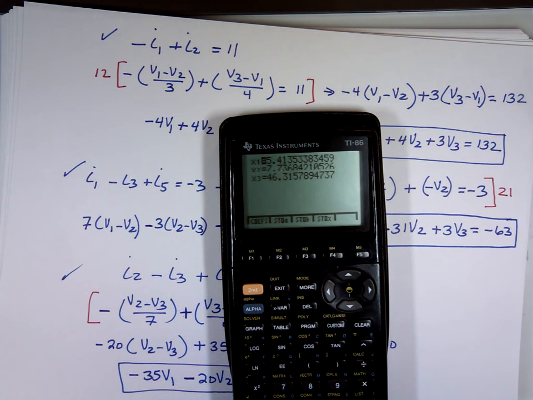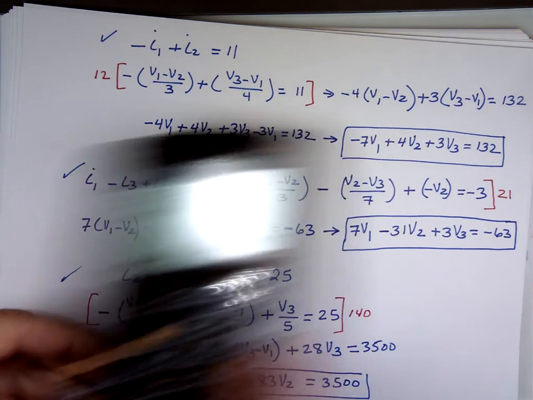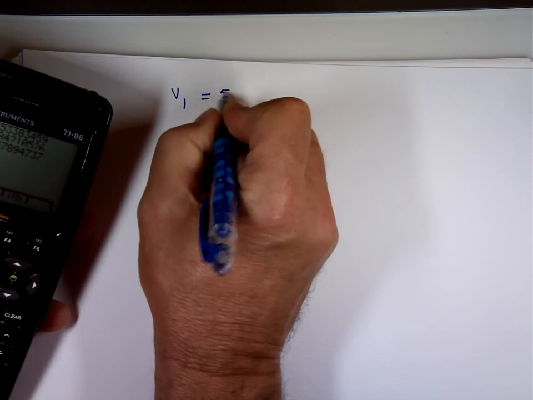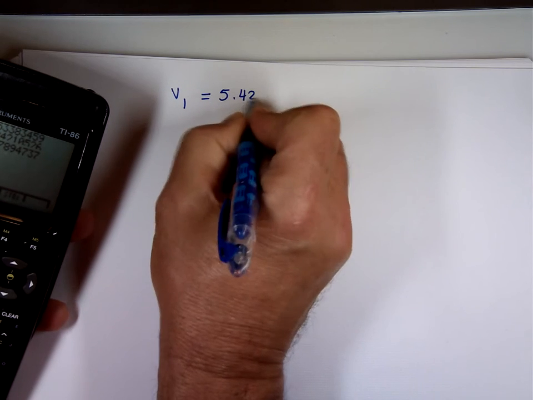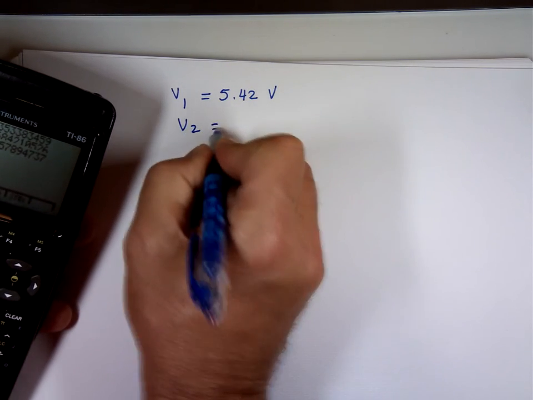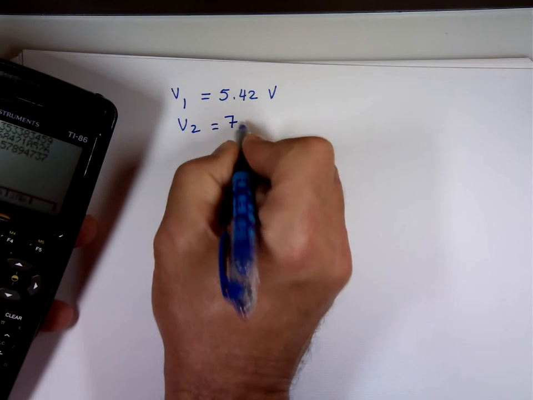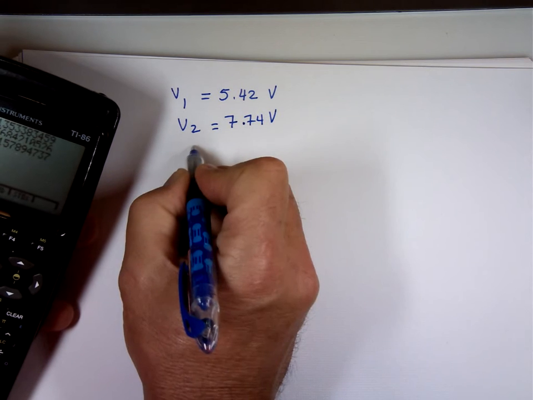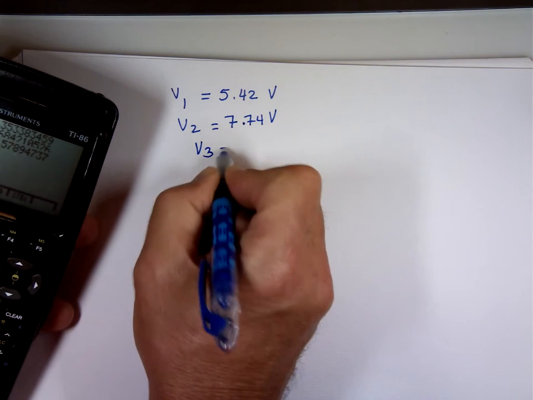So here's what I got. If I push the right button, V1 equals 5.42 volts. V2 equals 7.74. And V3 equals 46.32 volts.